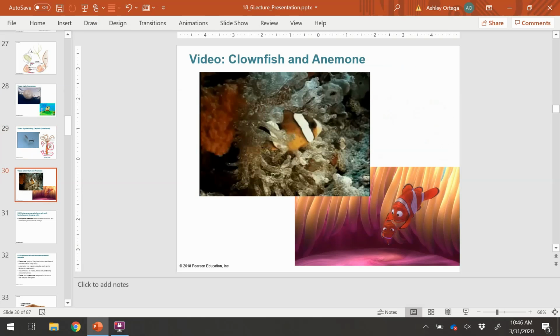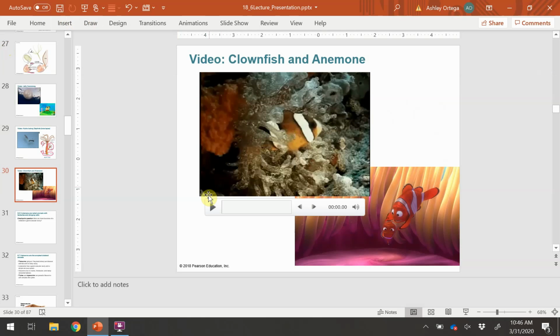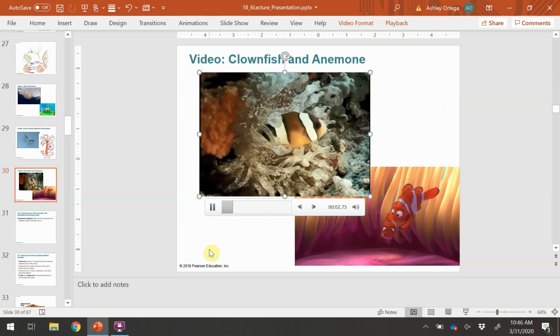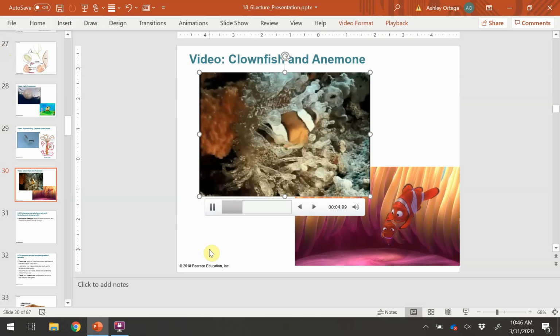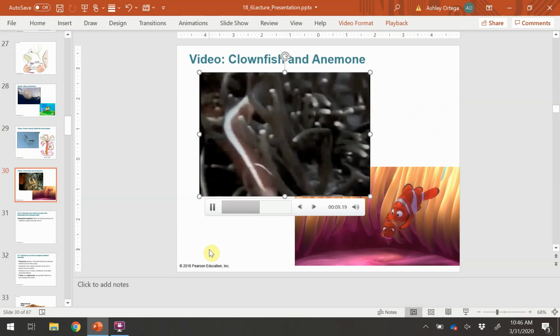And then another example of the Cnidarians are the anemones, which are a polyp form. This is a stationary form. Looking at the stationary form here, I believe this is a video. You can see clownfish like to live in sea anemones for protection from other larger predators.